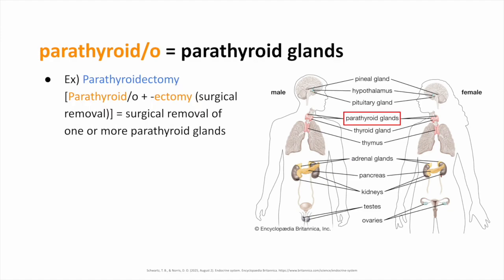Parathyroid-o is a combining form that means parathyroid glands. Parathyroid glands are situated at the corners of the thyroid gland. If you look at the diagram to the right, there's a thyroid gland. People commonly refer to it as shaped like a butterfly. And at the edges of those wings are the parathyroid glands. One example is parathyroidectomy. Parathyroid-o plus suffix ectomy, which means surgical removal. So parathyroidectomy is a surgical removal of one or more parathyroid glands.